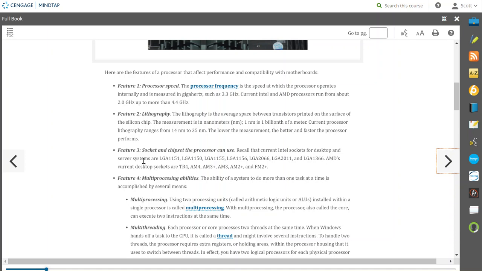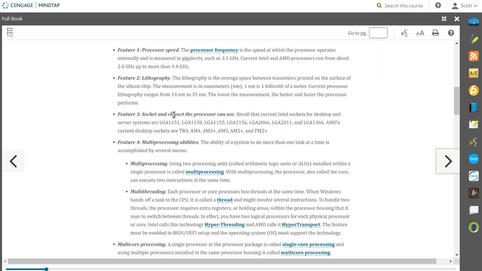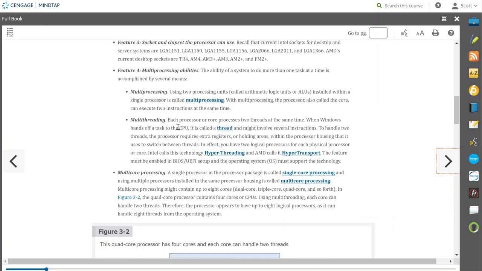Now, we've also got the socket and the chipset that the processor can use. The socket is what that thing sits into. AMD and Intel are not necessarily the same socket. The chipsets that they're compatible with from one processor to another, even within AMD or Intel, may not be the same. So you need to know the sockets and the chipsets that that processor is going to be associated with.